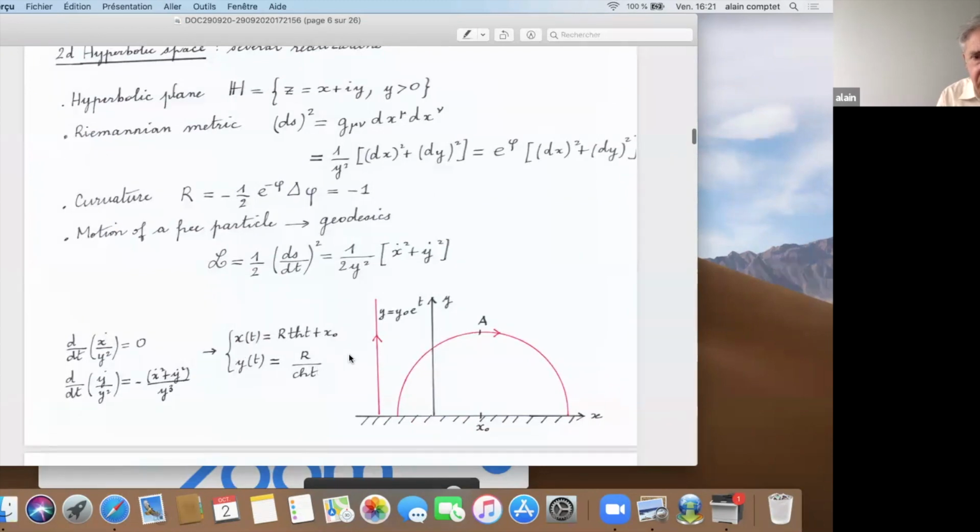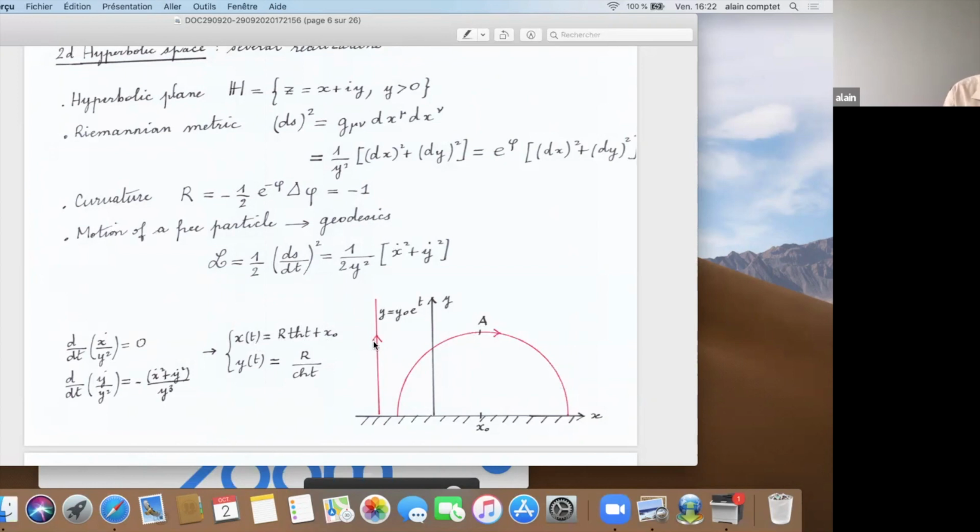So let us try to represent what is the meaning of these solutions. Here I start in the upper half plane at the point A at time t equals 0, and I send a particle with a certain velocity along x. The particle will follow this arc of circle here, and it will take an infinite time to reach the boundary, which is here the x-axis. You can see here that only for t going to plus infinity, x of t goes to r plus x0. So this is a certain geodesic line. You have different geodesic lines.